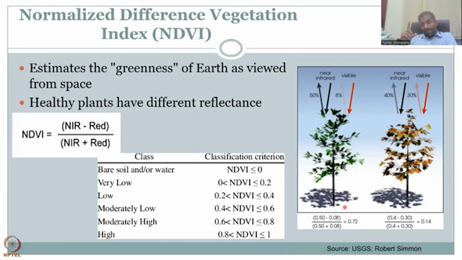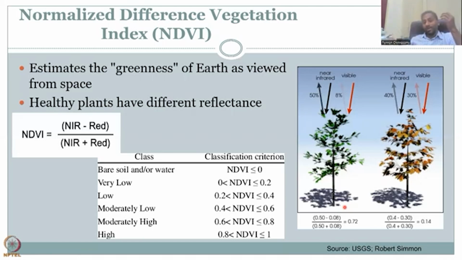If it is not reflected, the satellite will not see it. So what data we are collecting is, the sun's energy is coming and it gets reflected back. Once it gets reflected back, the satellite captures it and gives you an image. Now, if 50% is reflected, the other 50% is absorbed.